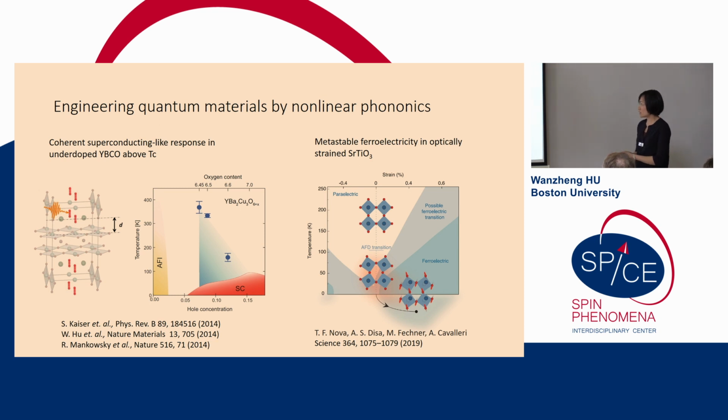What we saw is, in the high temperature phase, along the c-axis of YBCO, a superconducting-like transient plasma edge emerges. This appears in various underdoped samples and then disappears in overdoped samples. So this is applying nonlinear phononics to superconductors.